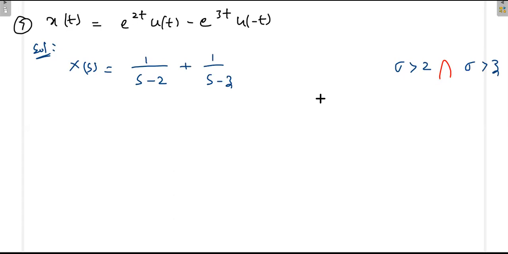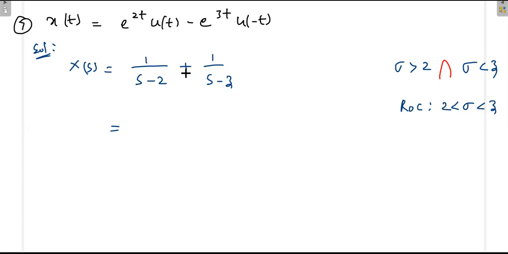I think we are making a mistake here. The second signal is a left sided signal, so sigma should be less than 3. Sigma should be less than 3. Then what is the common ROC? Sigma is greater than 2 and then less than 3.